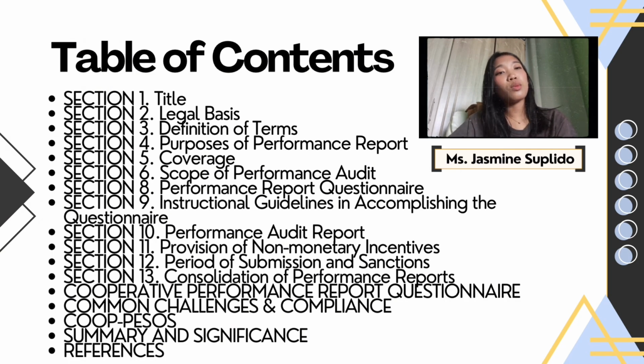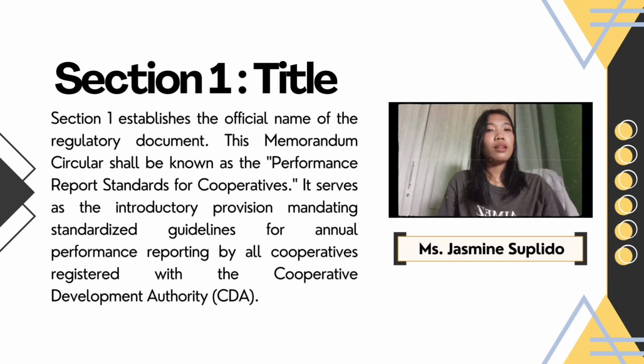Through this presentation, we aim to help everyone better understand the importance of performance reporting in ensuring transparency, accountability, and effective management in cooperatives. Let me begin with section 1, which is the title. This section establishes the official name of the regulatory document. It states that the memorandum circular shall be known as the Performance Report Standards for Cooperatives.